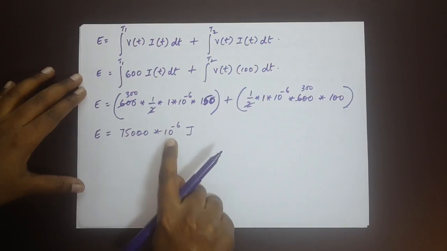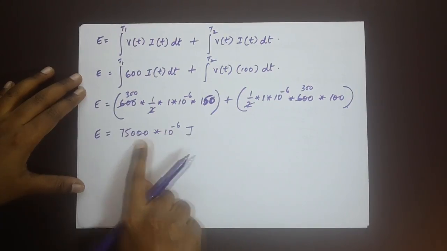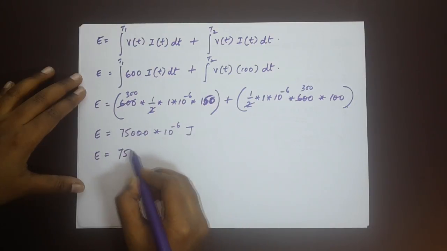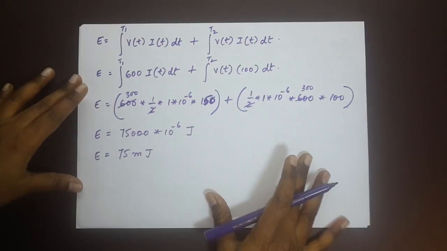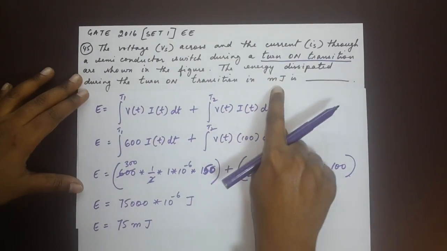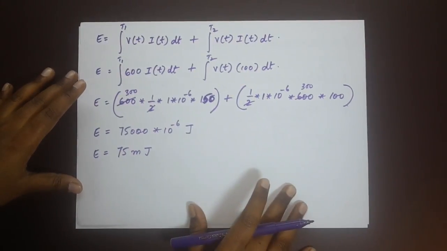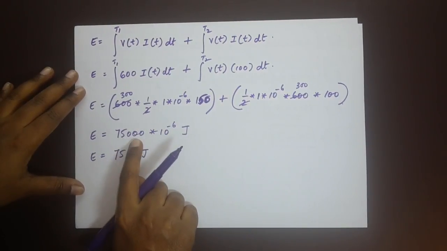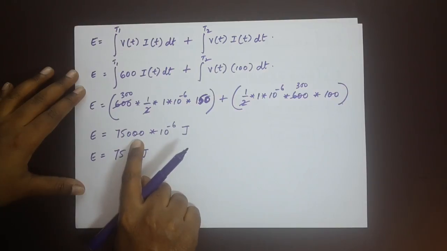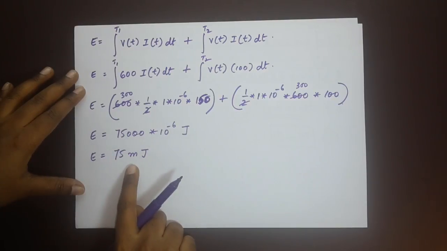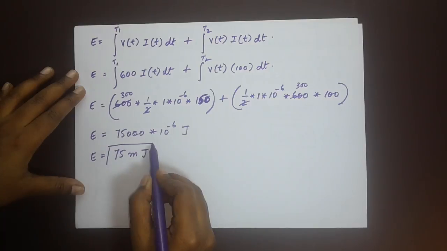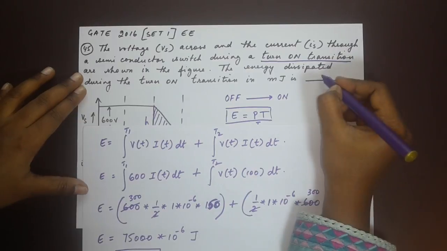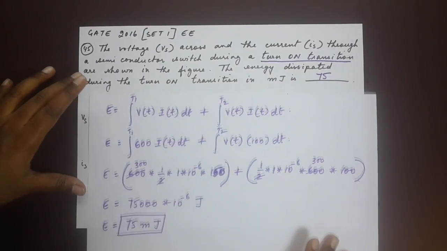Now 10 power minus 6 is micro. So if you solve this expression here, you will get 75 millijoules. That's because the question asks in terms of millijoules. Okay, so 10 power minus 6. Here we have 75,000. If we write this as 75 into 10 power 3, we will get that in terms of 75 millijoules. So here is our final answer. 75 is the final answer.